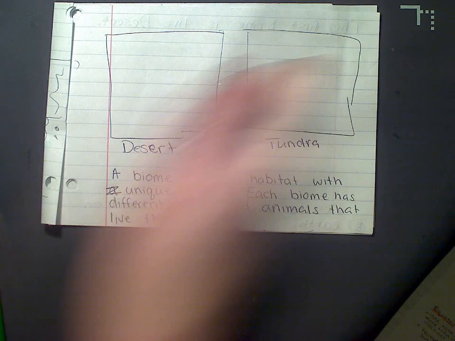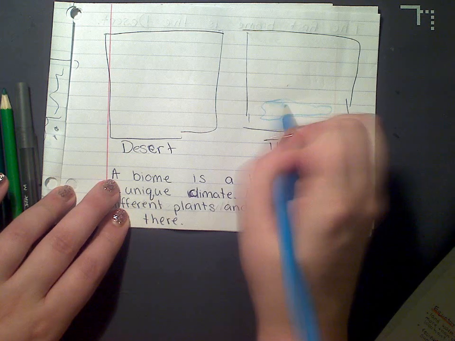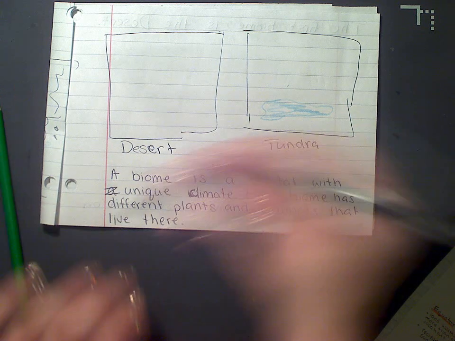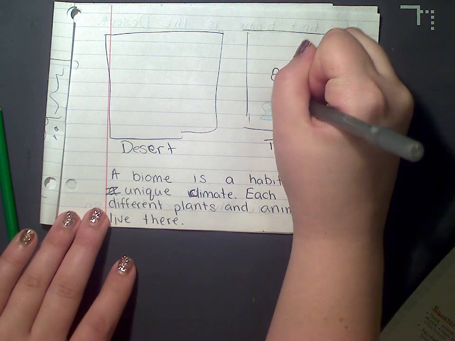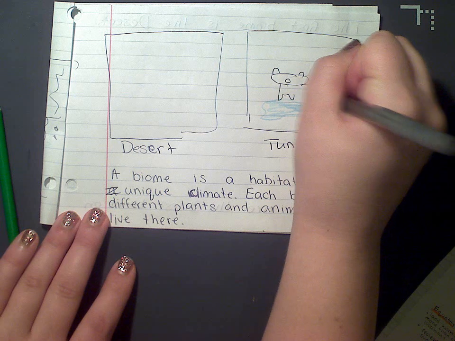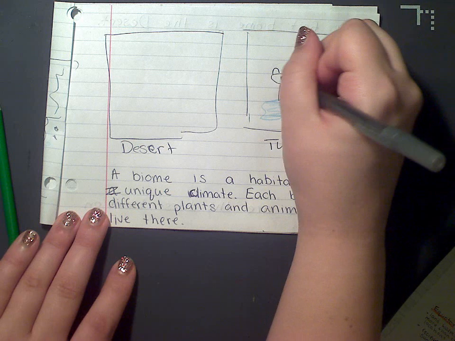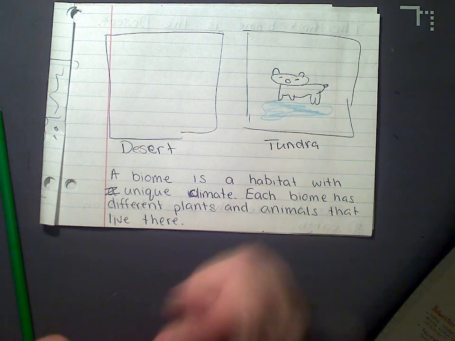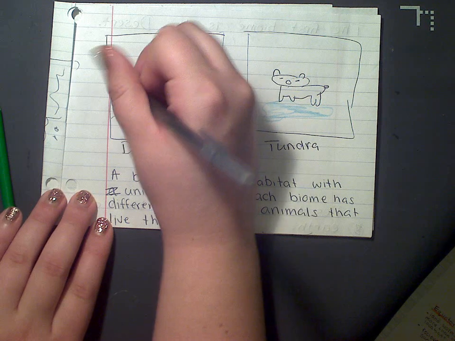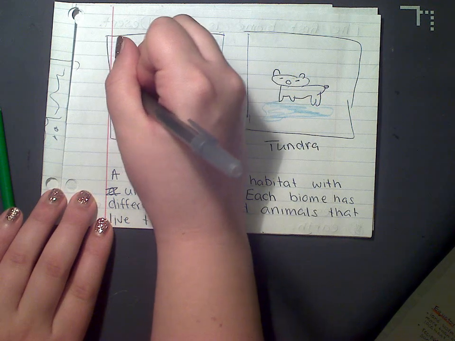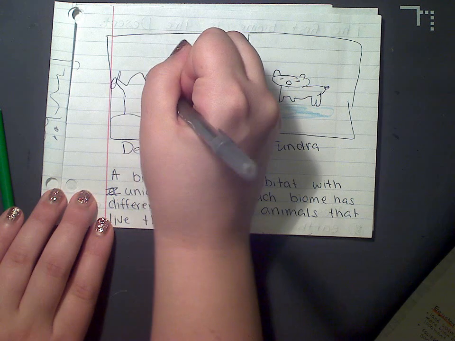And maybe in my tundra, I'm going to have like an iceberg going on. And then maybe I'm going to have a polar bear. Ooh, my polar bear's got a weird butt. That's okay. Okay, polar bear. And in my desert, maybe my desert's going to have a, let's get really creative here, let's do a camel. I have no idea what camel's ears look like. Probably not like that.